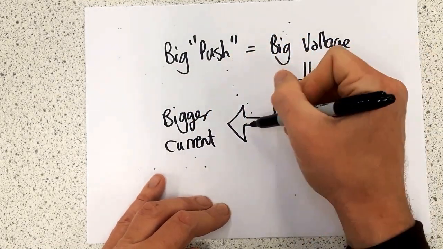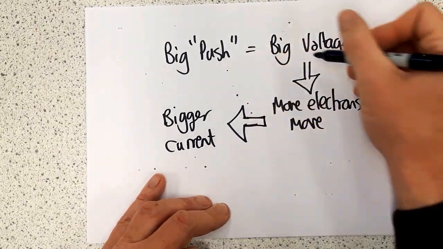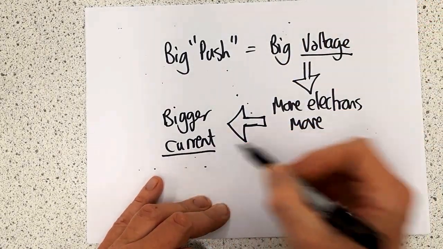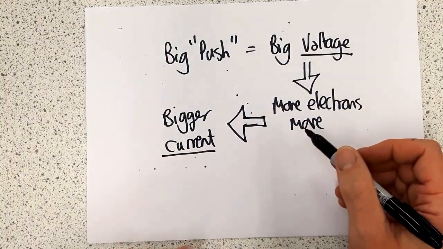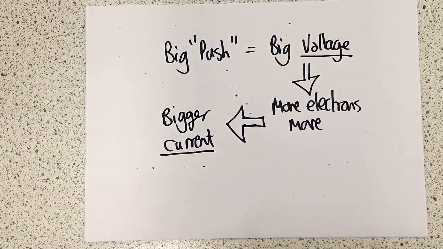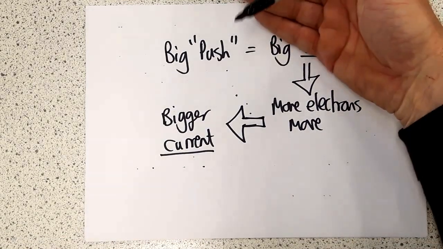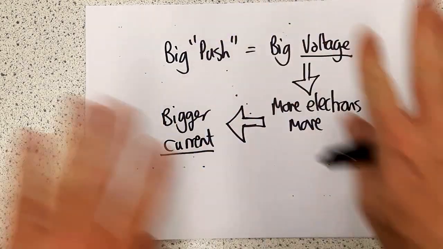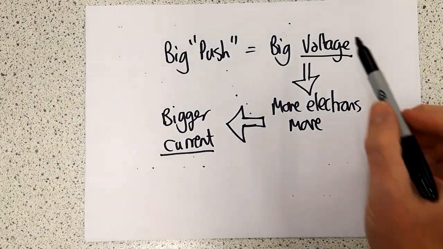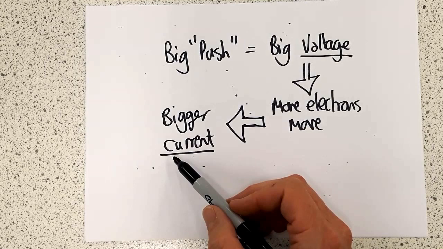Now it's very, very important to remember that it's voltage that affects the current and not the other way around. Current responds to the voltage that's creating it. If there was no voltage, you wouldn't have a current. The electrons would just be moving randomly, and the bigger the voltage you apply, the bigger the current you get.